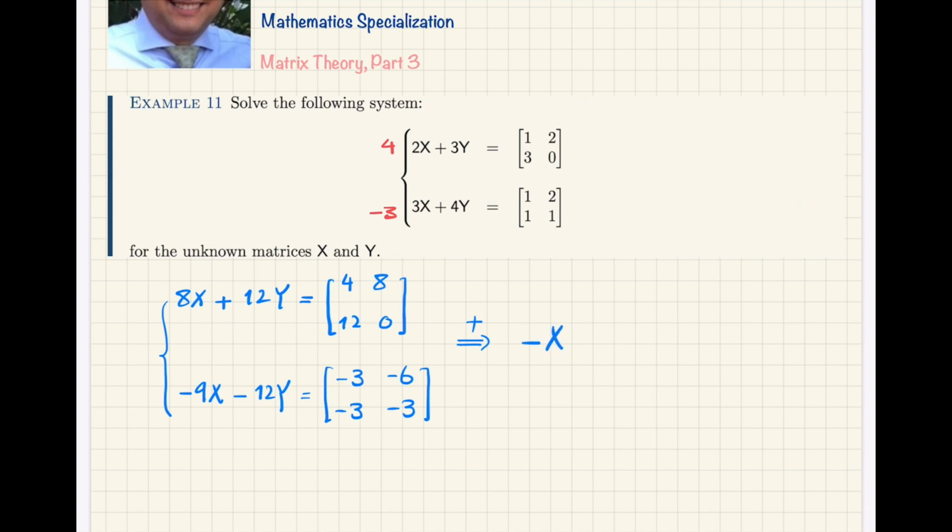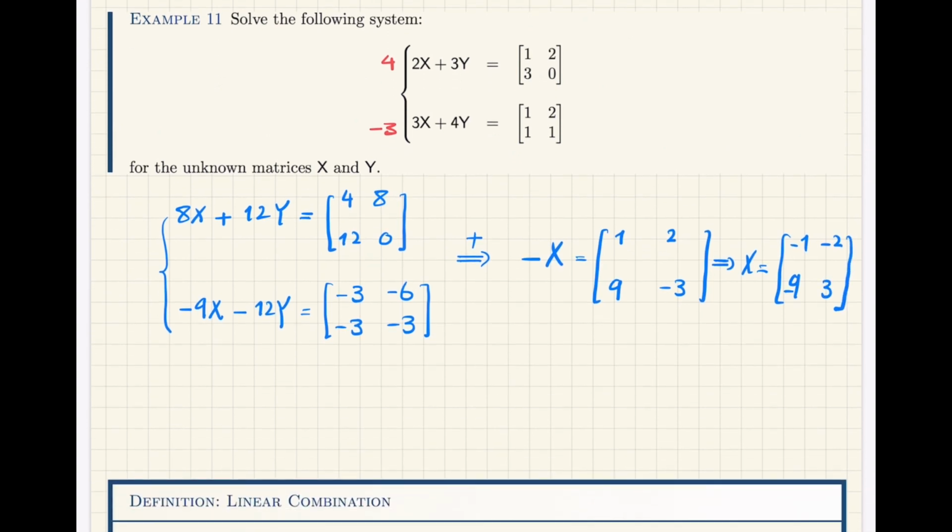12y and positive 12y are gone, and if I add them it becomes 1, 2, 9 and minus 3, and then finally I get my x. X becomes minus 1, minus 2, minus 9 and positive 3, as simple as that. And I put this x into one of these equations, try to find y.